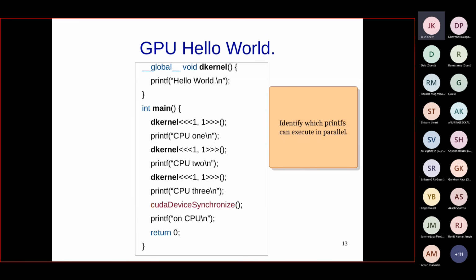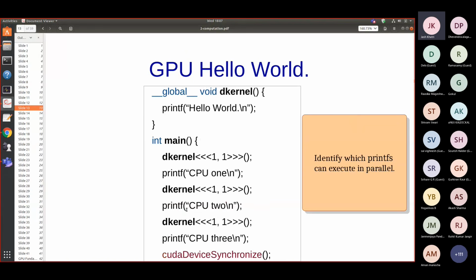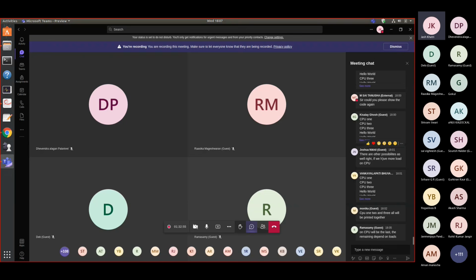If any one of you has any doubts on this code, then please feel free to post on the chat. I'll take them up. Yes, that is correct actually. Yeah, precisely. "On CPU" will be the last. The remaining depends on the load. That's correct. Yeah, perfect. Any questions? Please feel free to post on the chat. Otherwise, I'll move on.